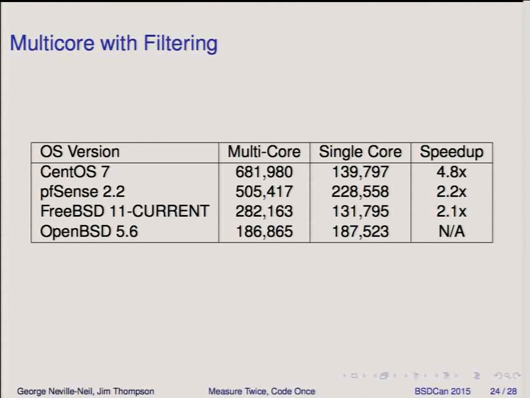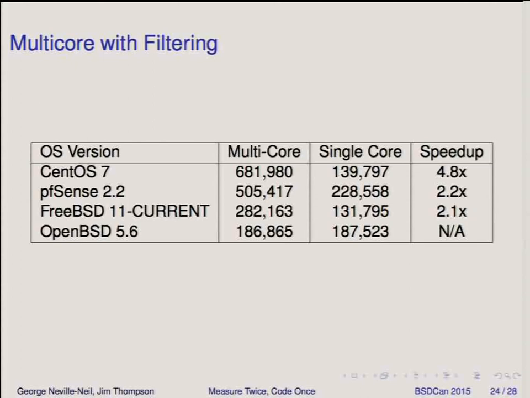In fact, what's interesting here to me in the OpenBSD case is that even turning on multiple cores seemed to have very slightly negatively impacted performance. I don't think this is statistically significant, but if you've got no multi-core sort of thingies in the way, what's going on? So there might be something odd there. But then you also notice this, right?